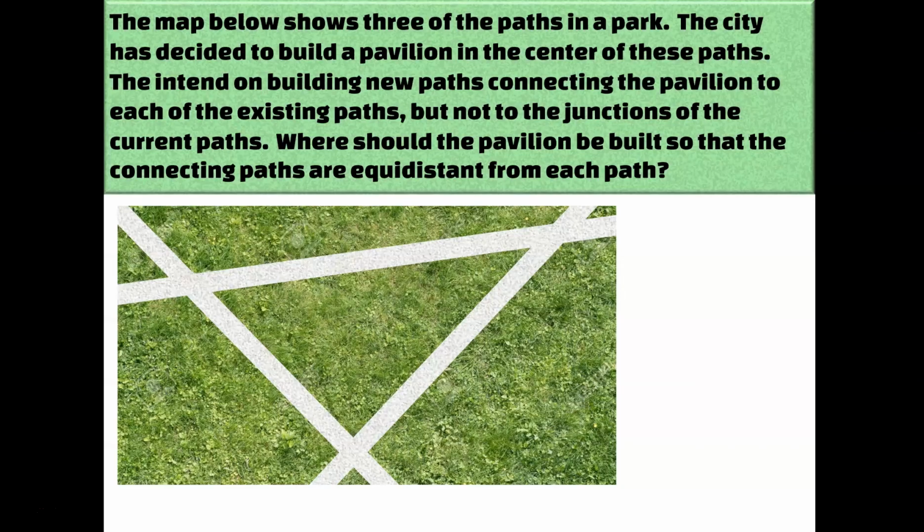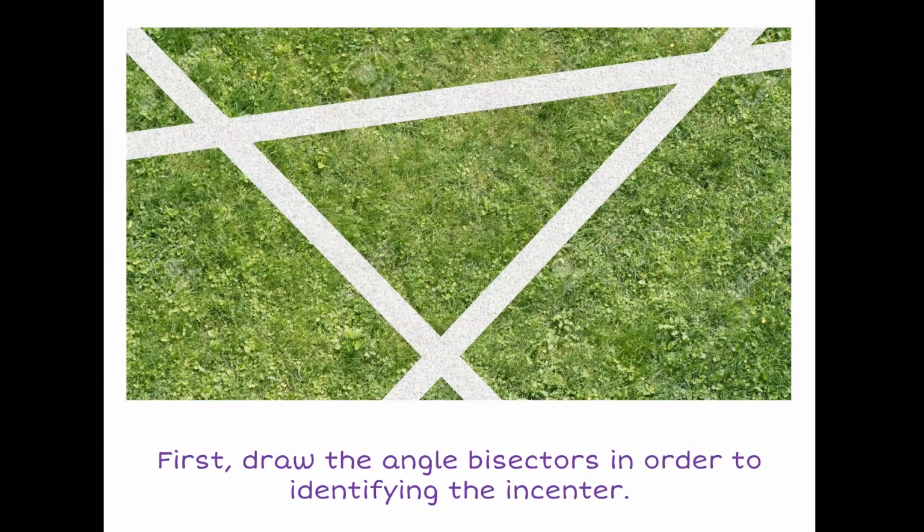Well, remember that we learned that the incenter of a triangle is equidistant from the sides of the triangle. So all we need to do is find the incenter of the triangle created by the paths. To find the incenter of a triangle, you need to bisect each angle. This line would bisect one of the angles, this line bisects the other, and this line bisects the third angle. Each of these 3 lines cut each angle in half, and they intersect at a point called the incenter.